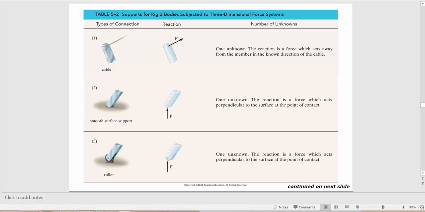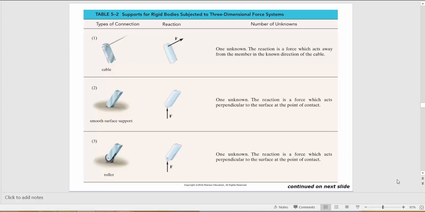We have a cable, and if you notice, the cable is shown with one force. A smooth surface support, meaning that it's allowed to slide but not allowed to go up and down, has a reaction force. A roller is the same as a smooth surface. We also have the force reaction which acts perpendicular to the surface.